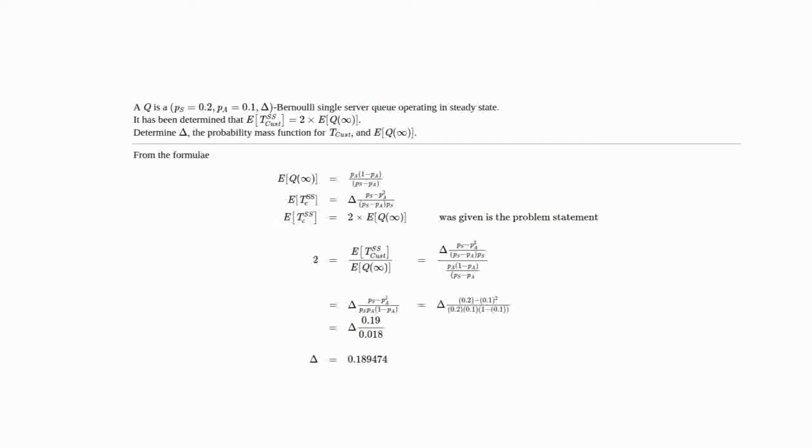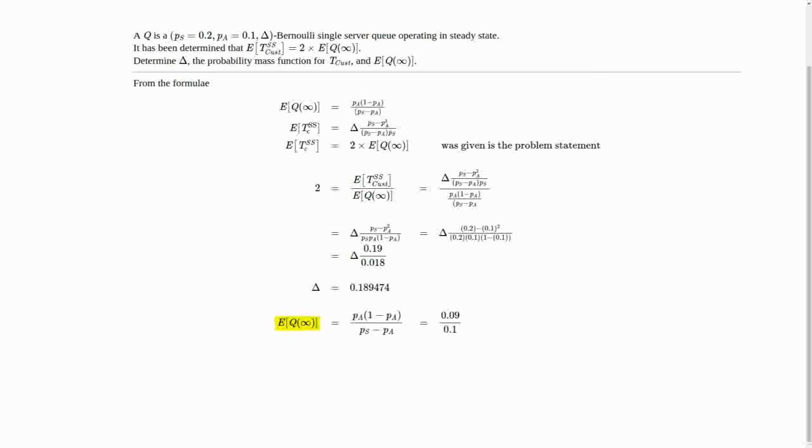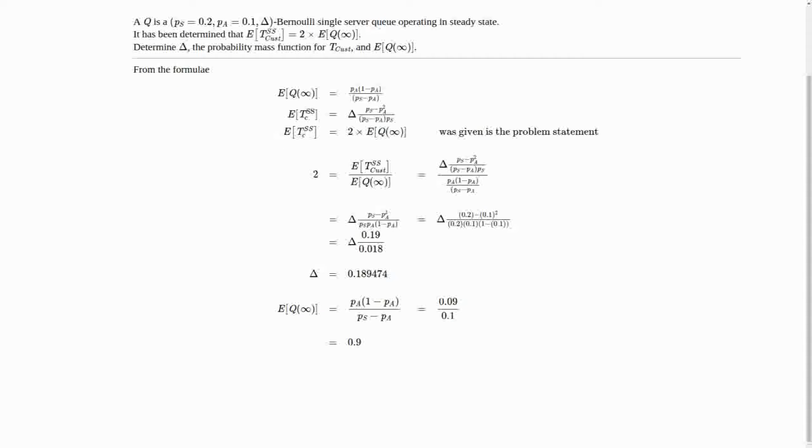For the next question, we have by the equation that we just gave for the steady state queue length, that EQ infinity is PA times 1 minus PA all over PS minus PA. Again, PA is 0.1 and PS is 0.2. And so after a very simple calculation, that gives us 0.09 over 0.1 or 0.9, the steady state expected queue length for the Bernoulli single server queuing process.